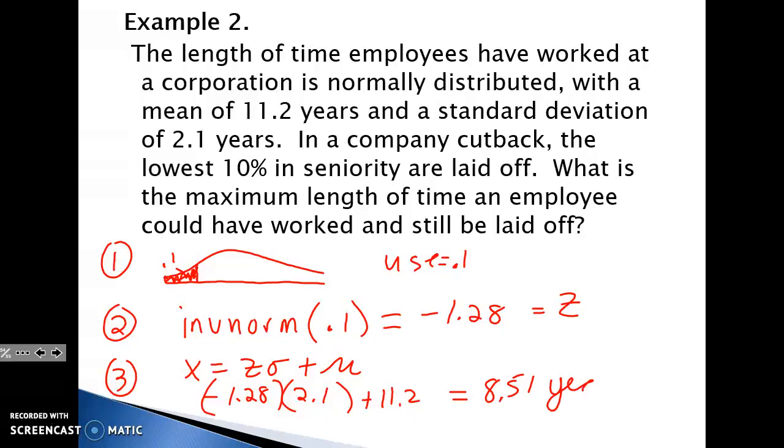8.51 years. So let's interpret that. If you were to work at this company for 8.51 years or less, then you would be laid off. If you worked more than 8.51 years, they would keep you on staff.